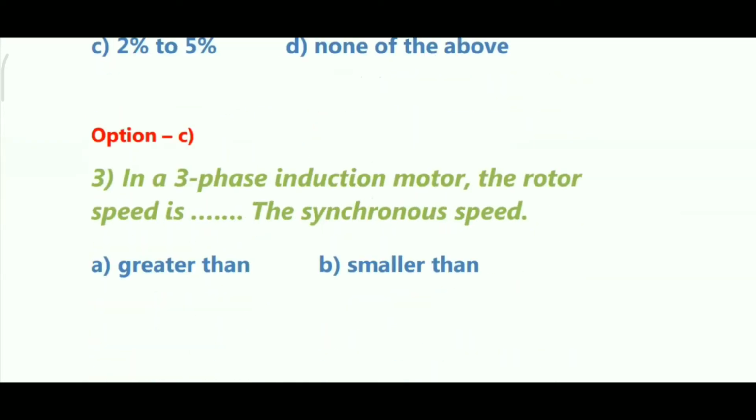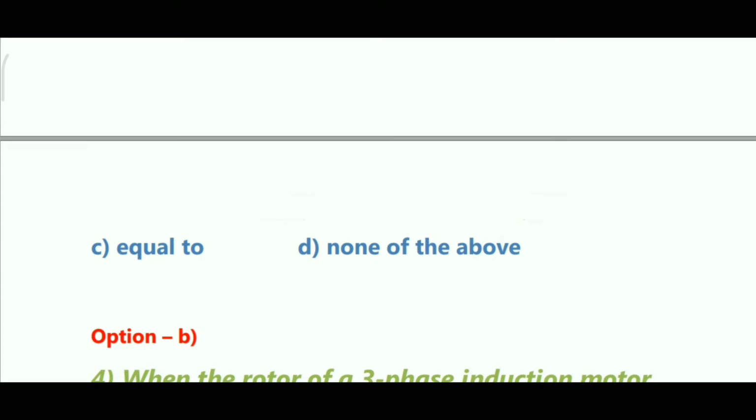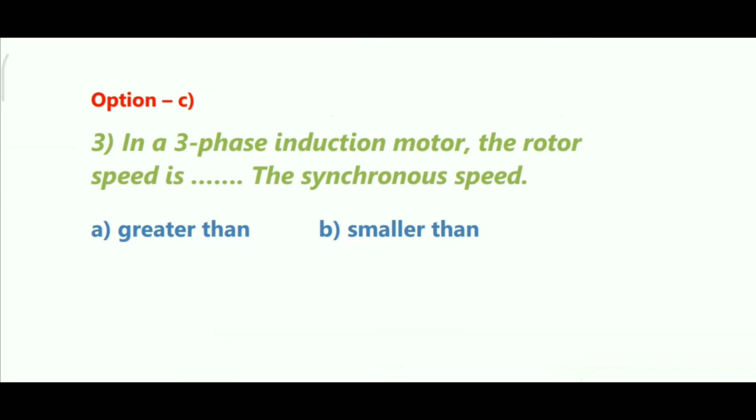Next question. In a three-phase induction motor the rotor speed is dash the synchronous speed. Option A, greater than; option B, smaller than; option C, equal to; and option D, none of the above. So here I would answer option B, smaller than.